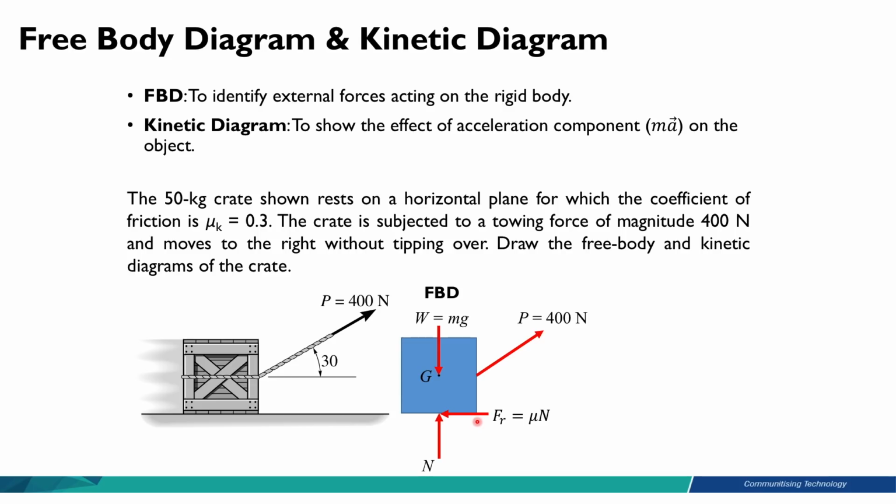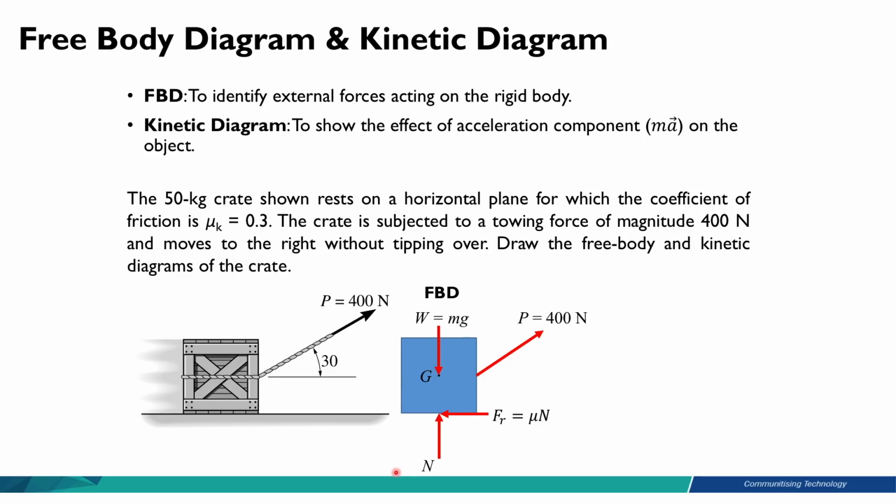Friction force is always pointing in the opposite direction of the direction the crate is currently traveling. So the crate is traveling to the right, therefore the friction force is pointing in the opposite direction, that is to the left, and the friction force Fr is equal to mu, the coefficient of friction, multiplied by the normal force N. So Fr is equal to mu N. So this completes the free body diagram of this problem.